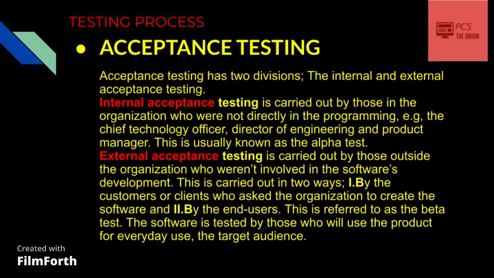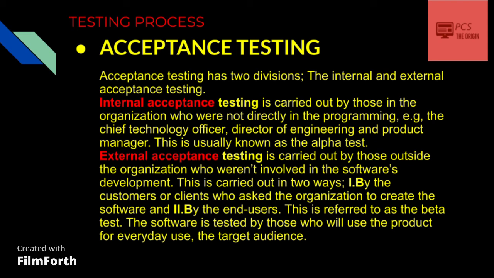The internal acceptance testing is carried out by those in the organization who are not directly involved in the programming. For example, the Chief Technology Officer, the Director of Engineering, and the Product Manager. This is usually known as the alpha test.